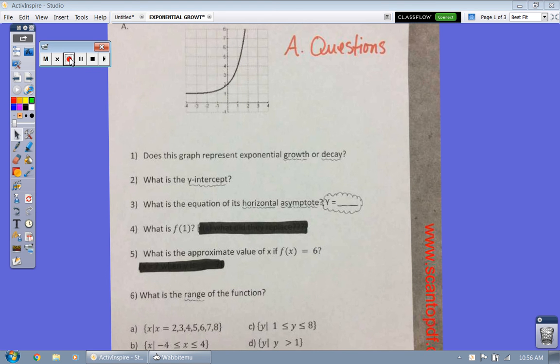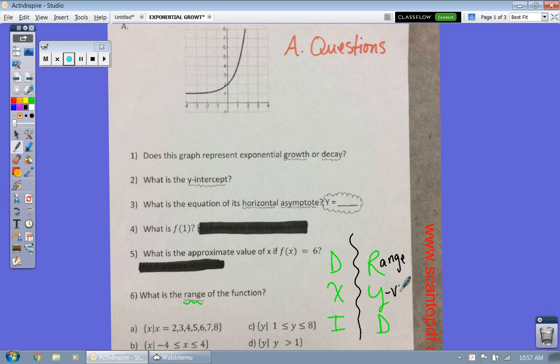Question 6, what is the range? Now, if you forget how to differentiate the difference between domain and range, we talk about using this saying called Dr. XY ID. If you write Dr. XY ID and split that up, it will tell you that D stands for domain, which is talking about the x values, and R stands for range, which means we're talking about the y values.